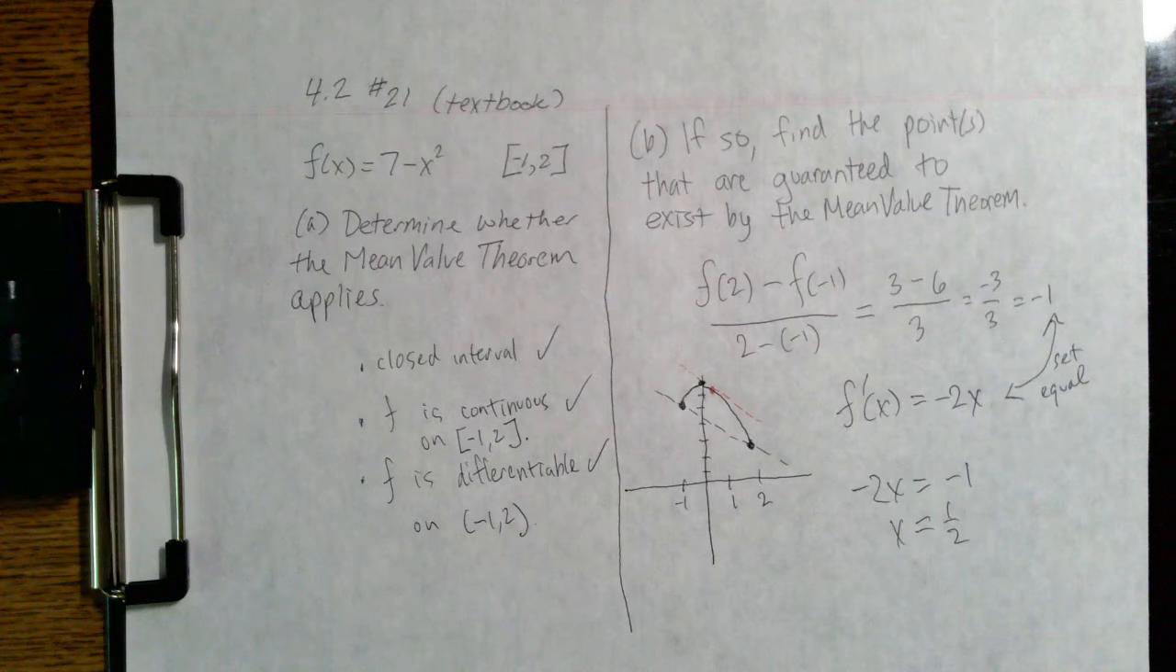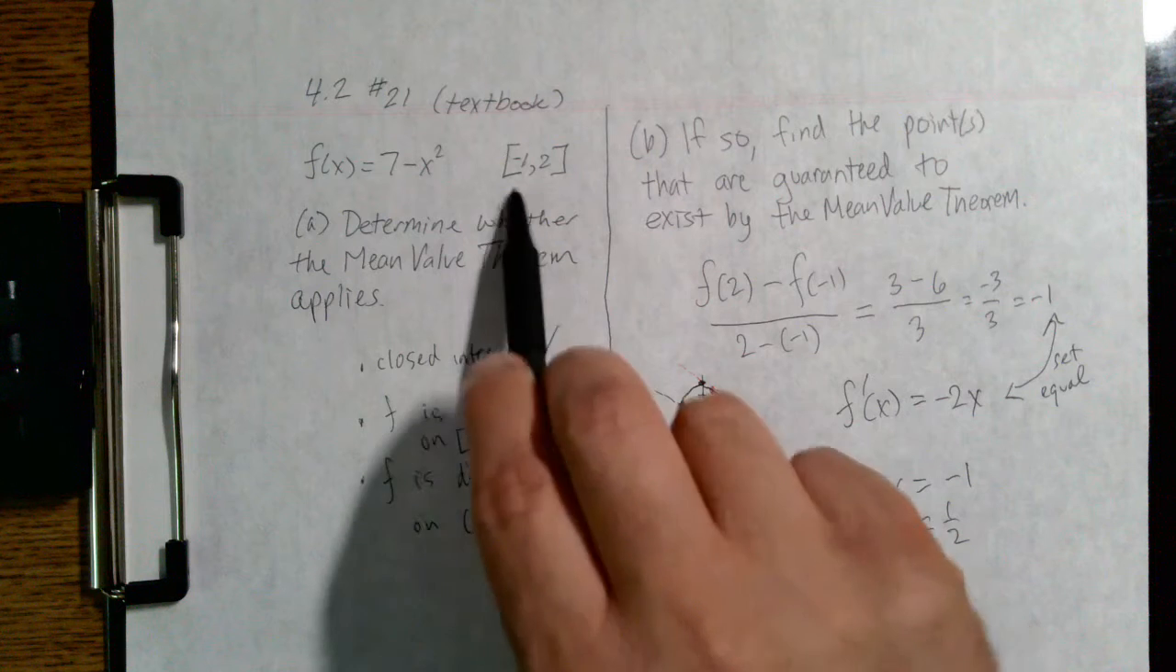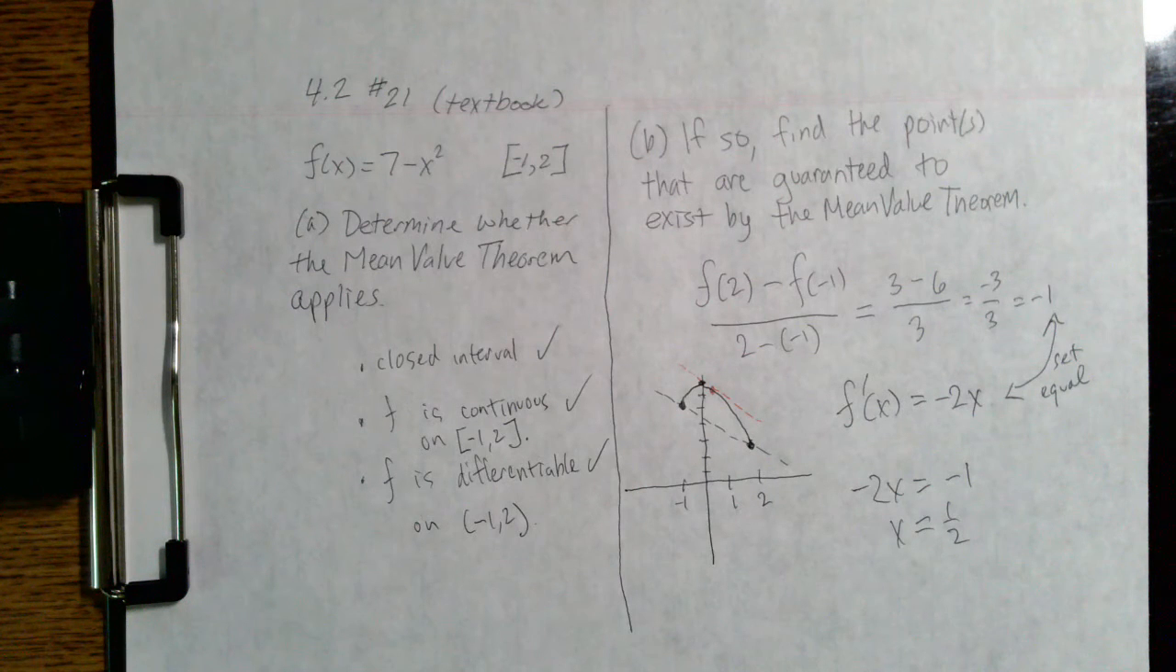Let's take a look at an example from section 4.2. This is an example where we're looking at the mean value theorem and determining, first of all, if the mean value theorem applies, and if so, what point or points are the ones guaranteed by that theorem. So we're given this function, 7 minus x squared. The interval is -1 to 2. And first we're asked to determine whether the mean value theorem applies.